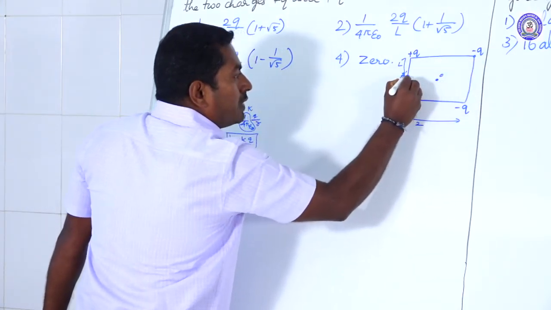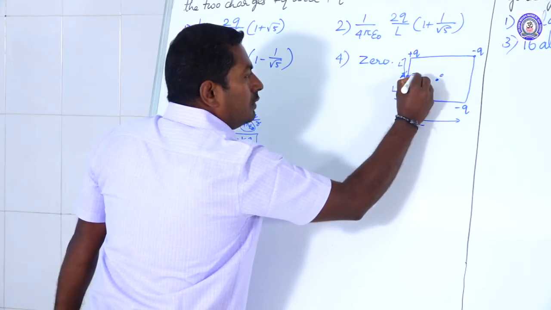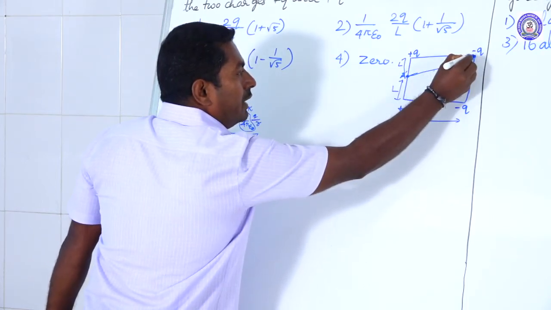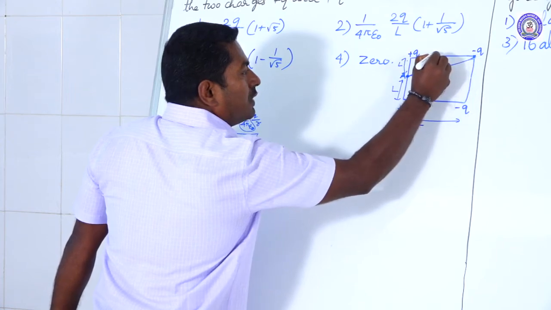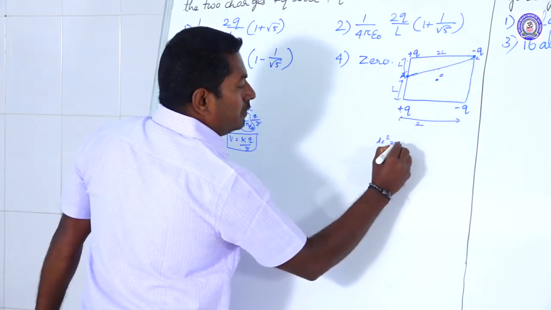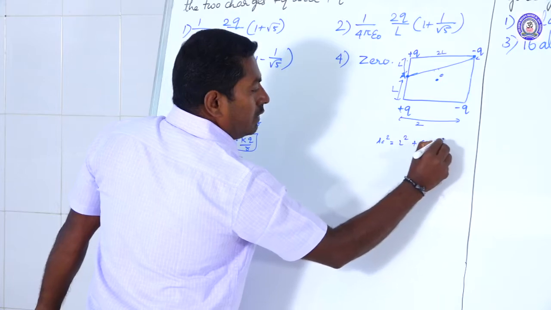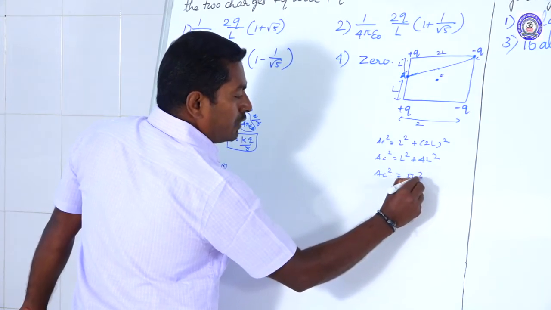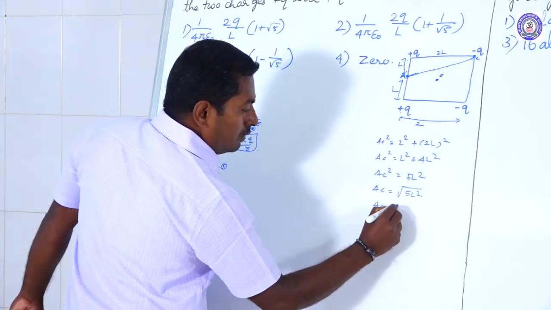Then the negative charge, minus Q charge, produces electric potential at this point A. We don't know the distance of the A point from the minus Q charge. We are going to find the distance of the A point from the minus Q charge by using Pythagoras theorem. The distance is L. Another distance, side of a square is 2L. By using Pythagoras theorem, A point and C point, AC square is equal to L square plus 2L whole square. So AC square is equal to L square plus 4L square. Then AC square is equal to 5L square. Then distance AC is equal to square root of 5L square. Then AC is equal to root 5 L.